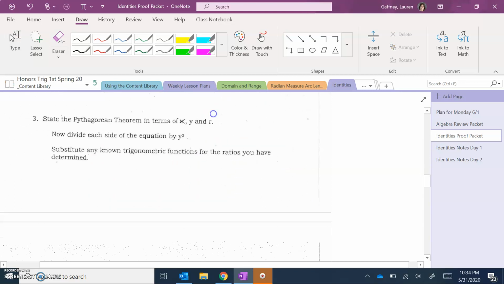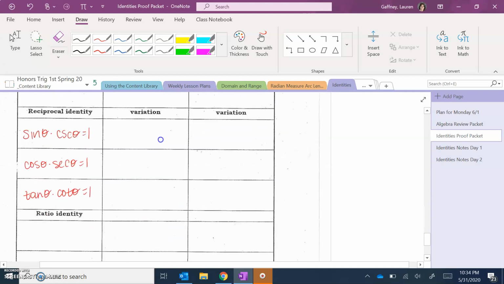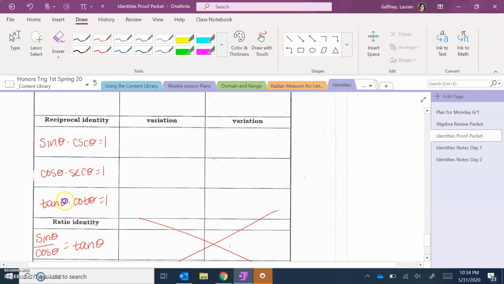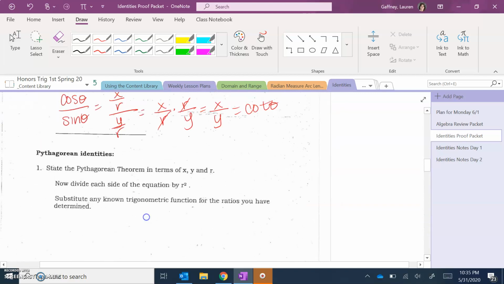All right, so those are going to come down here in our chart, and we're going to fill in. Those are our ratio identities. So sine theta divided by cosine theta is equal to tan theta, and cosine theta divided by sine theta is equal to cotan theta. All right, let's go back up.